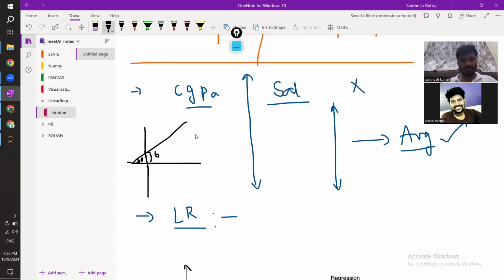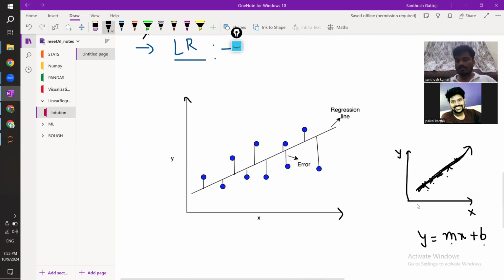For example, if I draw some line over here, it is touching the x-axis over here. This is the slope, and this is the y-intercept. If it is passing through the origin, then b will be equal to 0, and the slope will be whatever the angle you are having. Is this clear? Okay, fine.